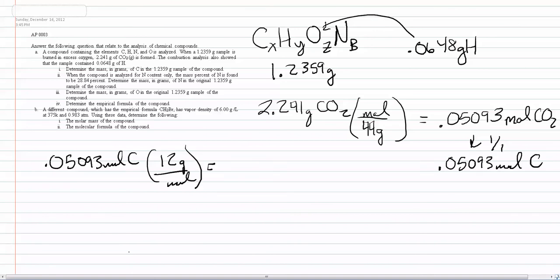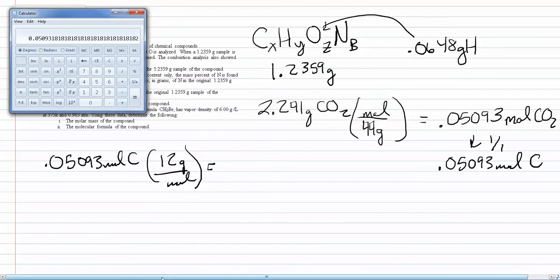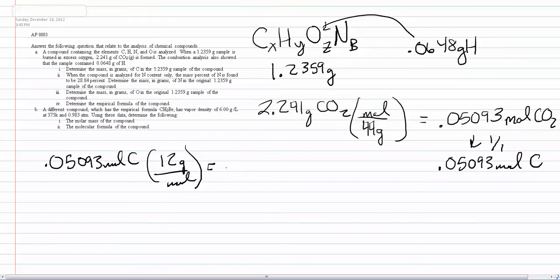And let's run back to that calculator. Take that number times 12, 0.6112 grams of carbon. Awesome. So there we go. We've already answered the first part of this question here. So this is part 1. Okay, there's a decimal in there, let's make sure we don't lose that. So let's move on to part B.